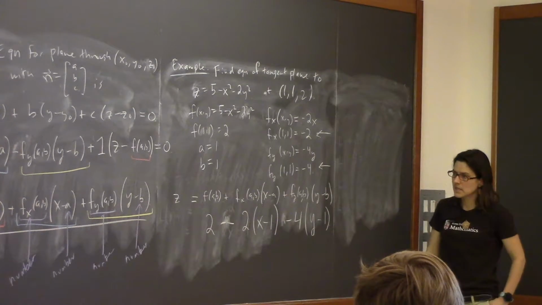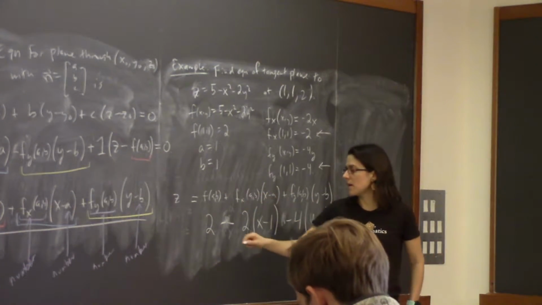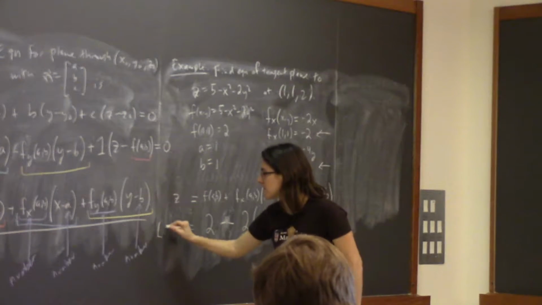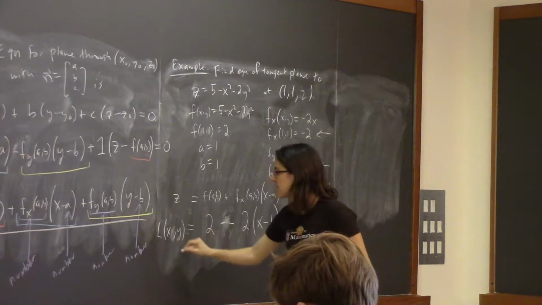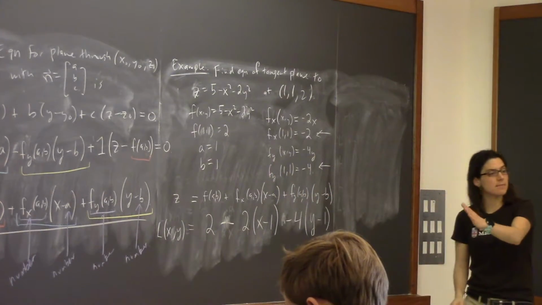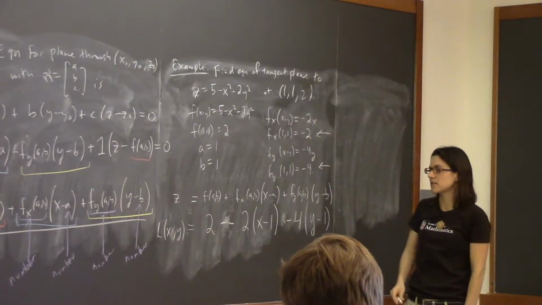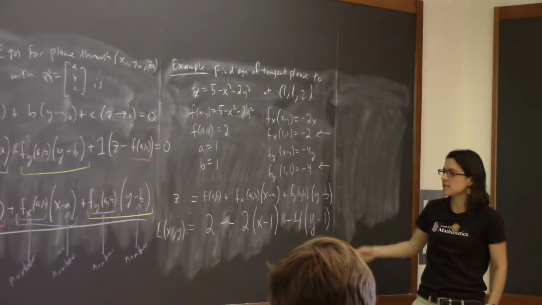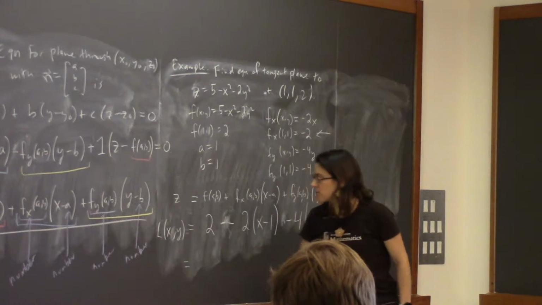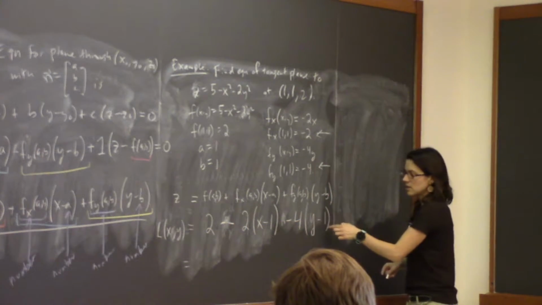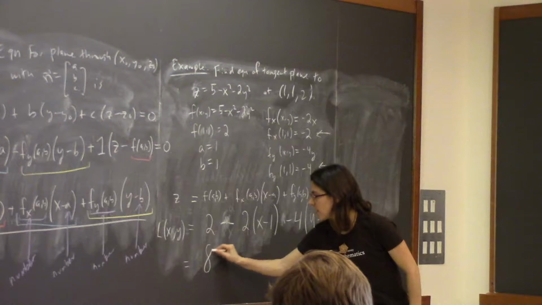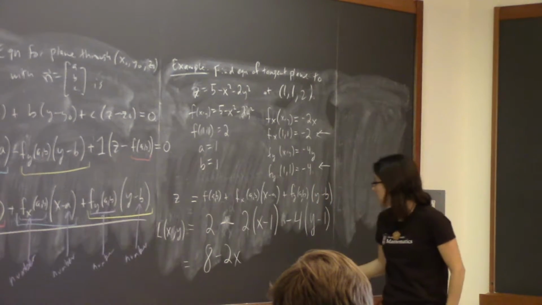Okay. And you could call this z, but I might also call it the linearization of the function as a function of x and y, because that's what it is. It's the best linear approximation to the function. So this is a perfectly good answer. And if you want, you can also simplify. I think we get 2 plus 2 plus 4 is 8 minus 2x minus 4y.